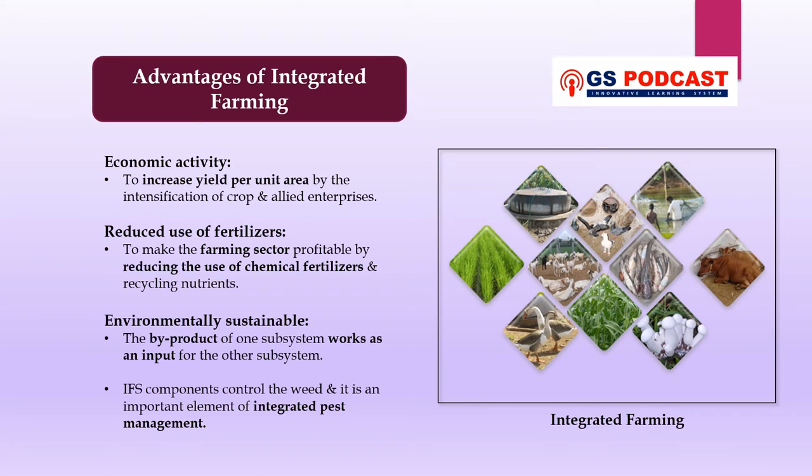Now second one is reduced use of fertilizers. So it has the capability to make the farming sector profitable by reducing the use of chemical fertilizers and recycling nutrients. Third one is environmentally sustainable. So in this arrangement, the byproduct of one subsystem works as an input for the other subsystem, making it environmentally sustainable. For example, manure from cattle can be used as a fertilizer to enhance the soil fertility for the agriculture.